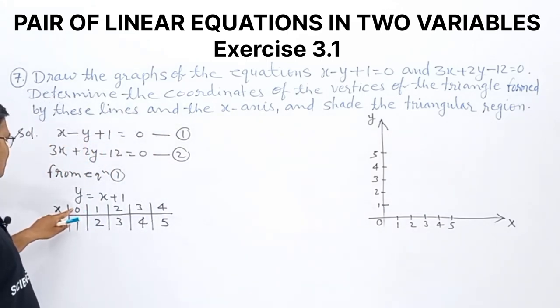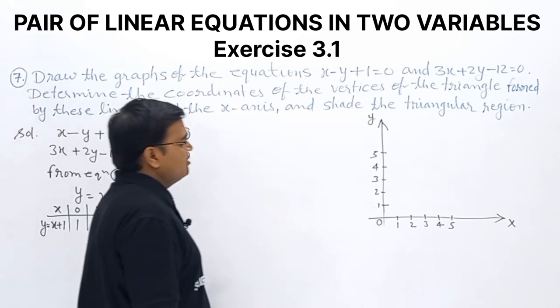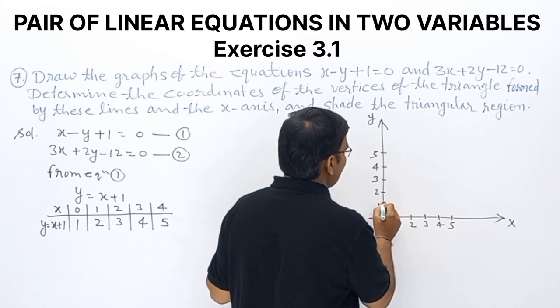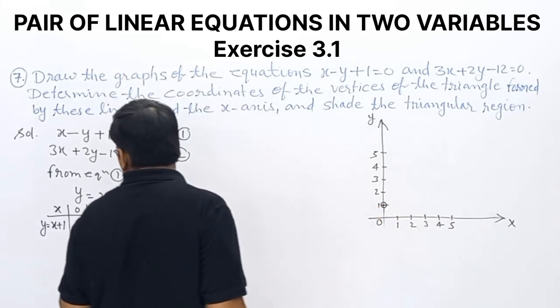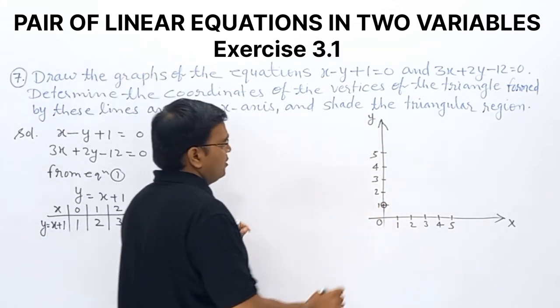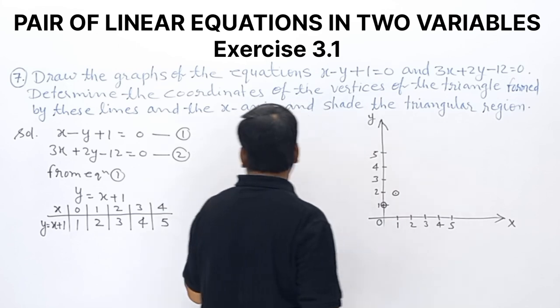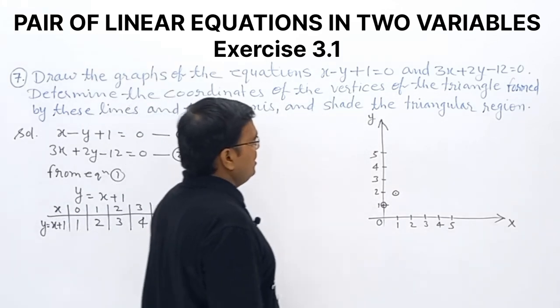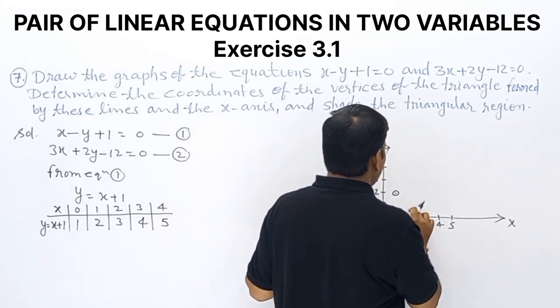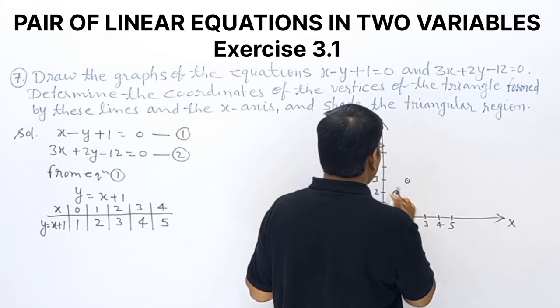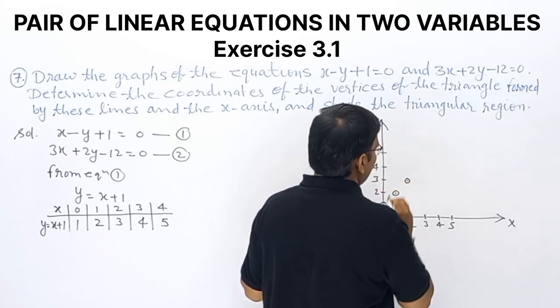Now I am drawing this line. The coordinates of this line: 0, 1. First 0 is the x coordinate and the y coordinate is 1. It means a point will be there. Next one is 1, 2: x coordinate is 1 and y coordinate is 2. Next one, 2, 3: x coordinate is 2 and y coordinate is 3. Both 2 and 3 are meeting at this point.